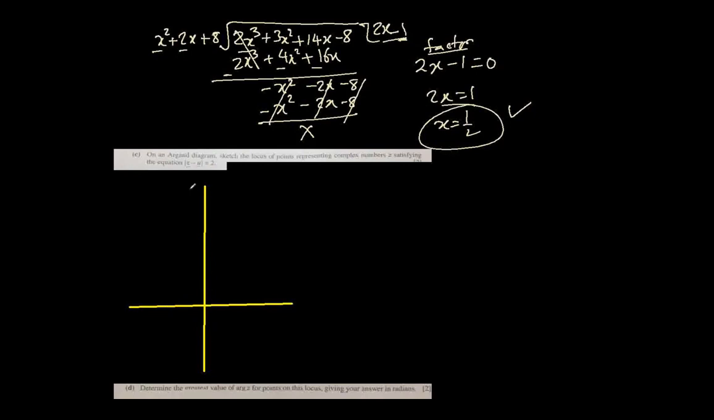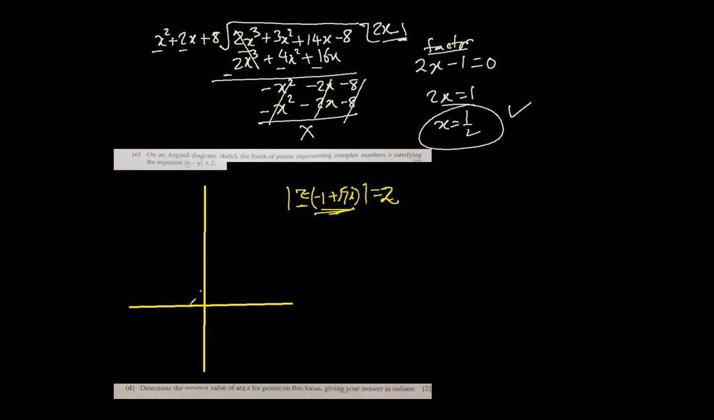So we need z minus u. u was minus 1 plus square root 7i. The locus has to be 2. That means the distance of z from this has to be perfectly 2. And when can we have perfectly 2 distance from a particular point? With a circle. So first let's focus on minus 1 plus square root 7i.